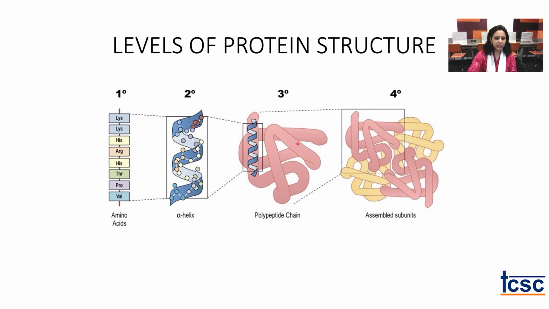A protein like myoglobin will have only the tertiary structure, whereas a protein like hemoglobin, which is made up of 4 subunits, will have a quaternary structure as well. In this lecture, we'll be focusing only on the primary and the secondary structure of proteins.